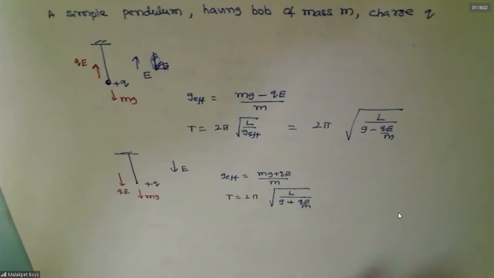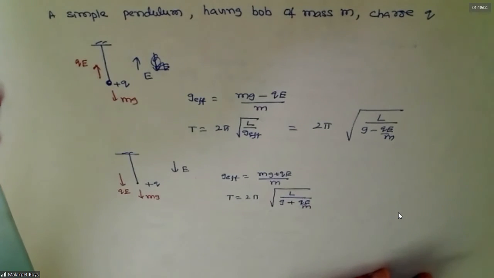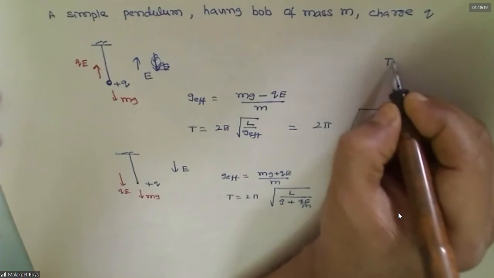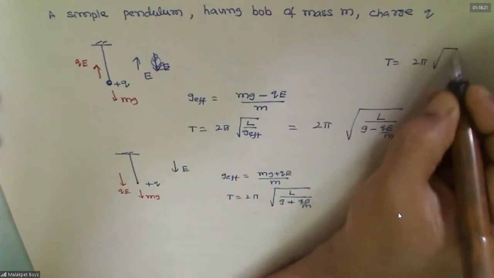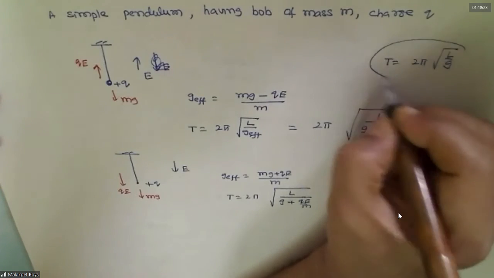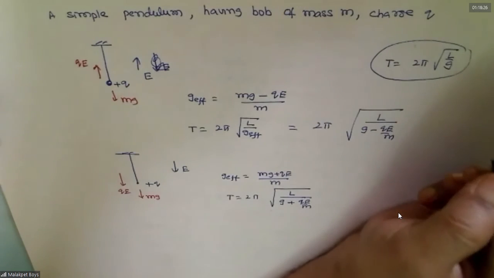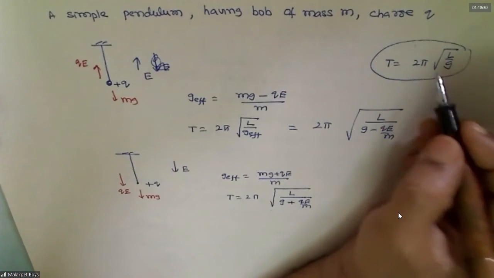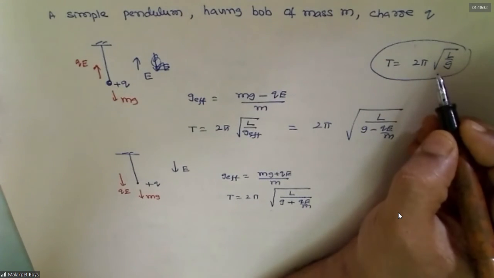Understood this? Yes, sir. Sir, one more doubt, sir. In the string there will be tension, no, sir? Why are we not considering that? See, this formula is derived taking tension into consideration only. Remember this. We have considered tension. Finally, we got this.